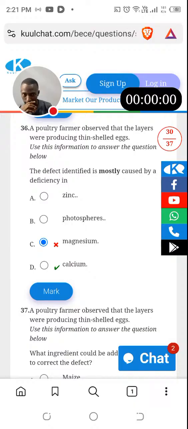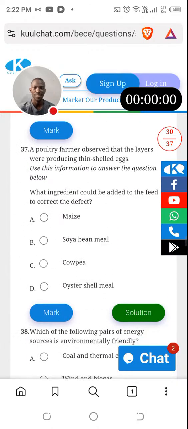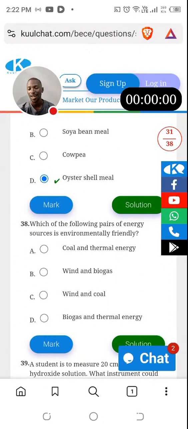Calcium, thin-shelled egg. So if your poultry is laying eggs that have thin shells, know that there is a high probability that they are deficient in calcium. Calcium deficiency. A poultry farmer observed that the layers were producing thin-shelled eggs. So what should they give them? Oyster shell meal. I'll go for oyster shell meal, because of the fact that they are deficient in calcium.